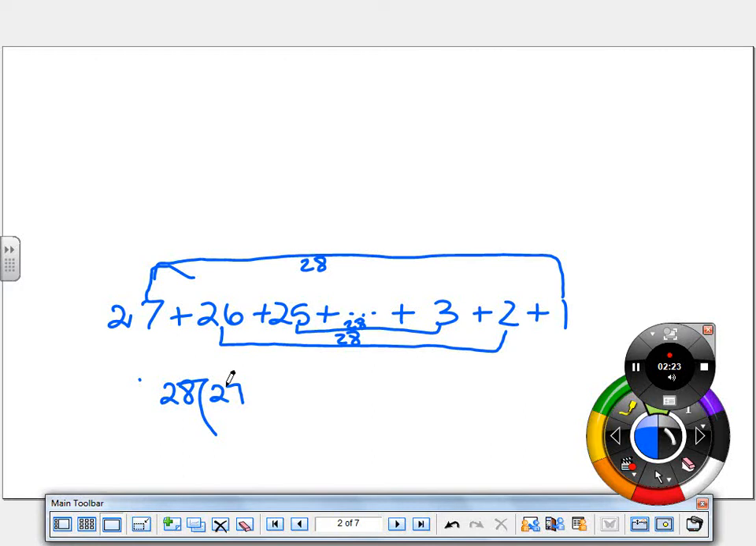No. Each number was paired up with another number, right? Which means we would use it half as many times. So we have the 28 times the 27, but we're going to cut it in half because we're not really using that sum of 28 27 times. We're using it half as many times because all of our terms are being paired up with another term. Okay? Does that make sense?